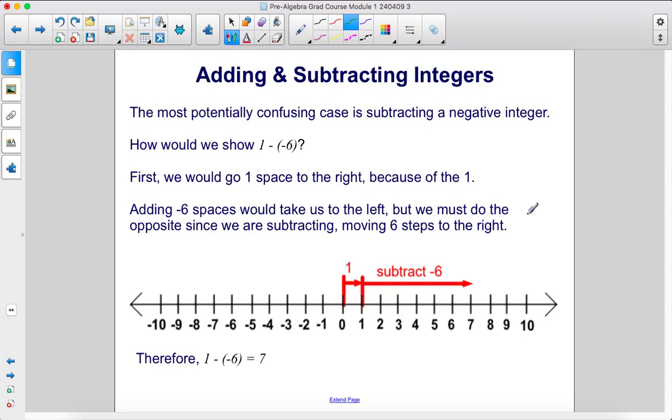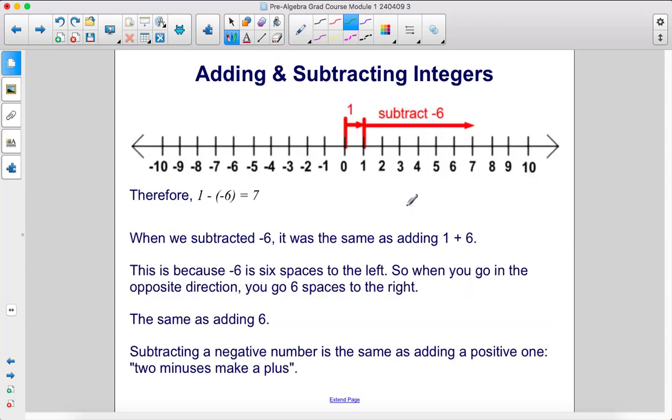The most potentially confusing case is subtracting a negative integer. How would we show 1 minus negative 6? We start at 0. First, we go 1 space to the right because of the 1. But then adding negative 6 spaces would take us to the left. However, we must do the opposite since we are subtracting. Therefore, we end up moving 6 more units to the right. Therefore, 1 minus negative 6 is 7.